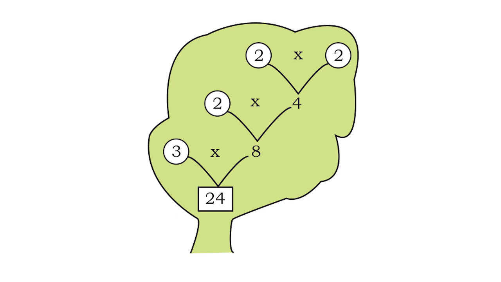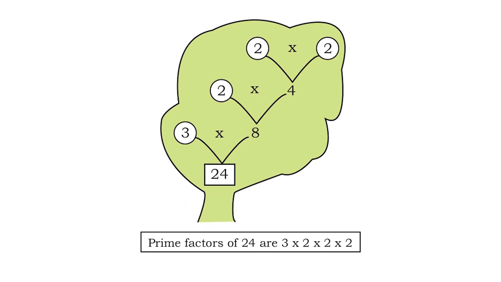Now you need to write 8 as the product of two numbers. You need to write the prime number in the circle. So what can it be? 2 into 4, that's right. 4 can be further written as a product of prime numbers, that is 2 into 2. Therefore, the prime factors of 24 are 3 into 2 into 2 into 2. The prime numbers written in the circle become the prime factors of the given number 24.